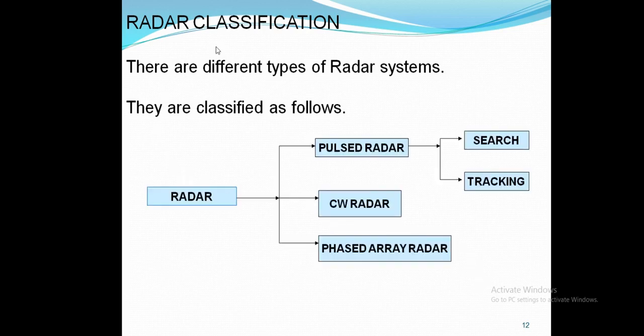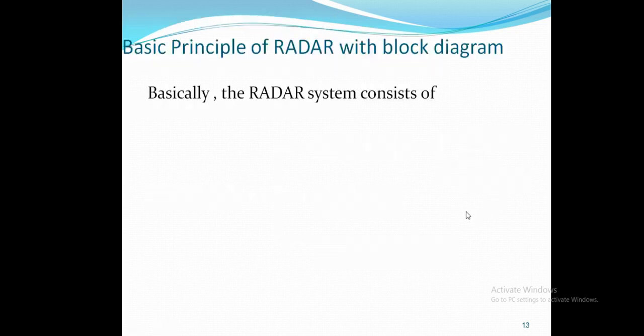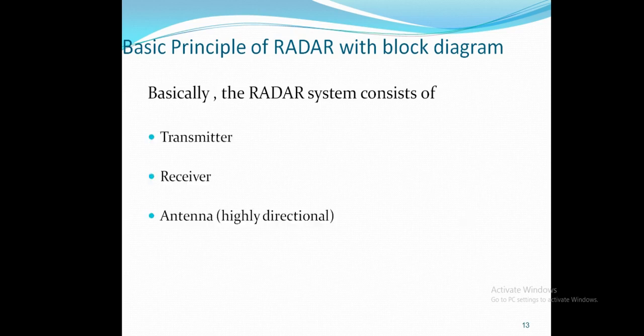Okay, so next, classification of radars. Actually we have different types of radar systems. First one is pulsed radar, CW radar, and phased array radar. In this lesson we are going to discuss the pulsed radar and CW radar. Again, in pulsed radar we have two types of radars: search radar and tracking radar.